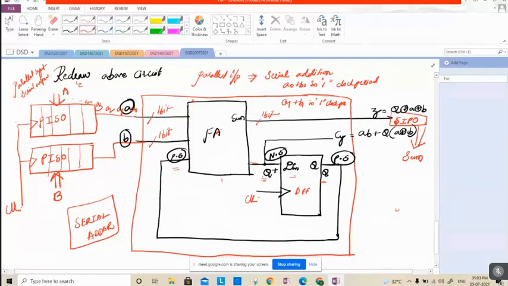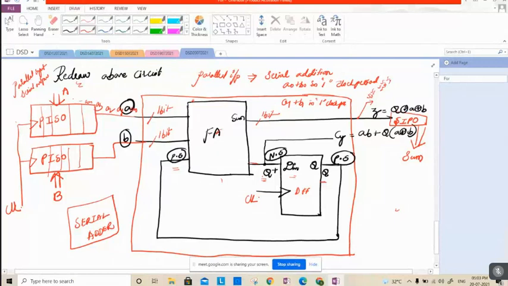Now across the output, we are getting the output. Do we get the output in a serial manner or in a parallel manner? Across Z, how does it come? It comes serially, one by one. First S0 comes, next S1, next S2, next S3, S4. In this way it comes serially.